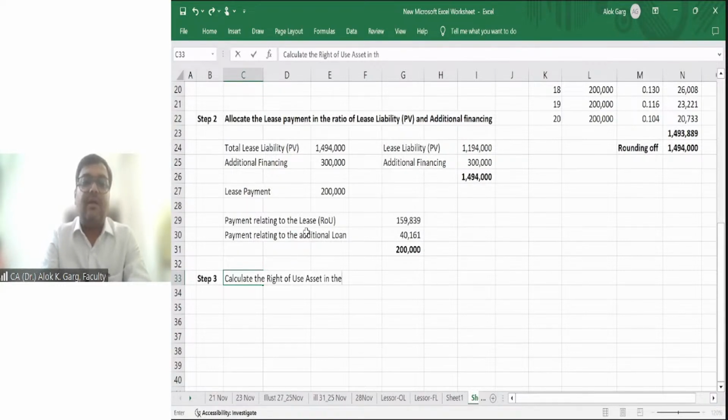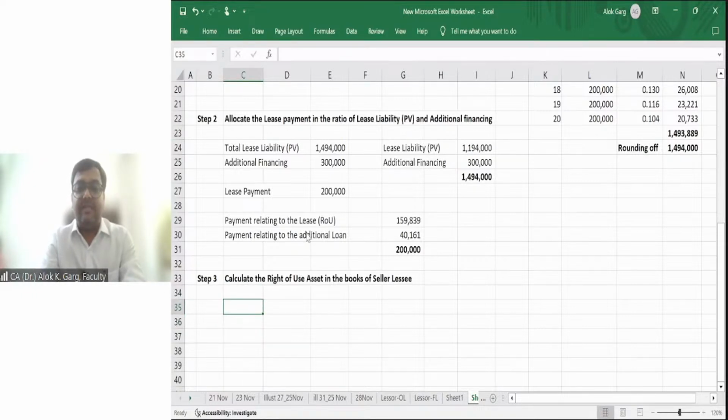Calculate the right of use asset in the books of the seller lessee. How will this right of use asset be calculated? First of all, you have to compute your actual lease liability, the present value of the lease liability. It is 1194, not 1494. Your present value of lease liability excluding your loan component.